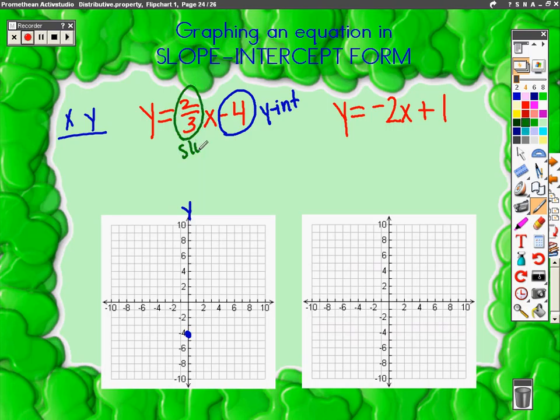This value here is your slope. Slope is the same thing as the rise over the run. So it's 2/3. Rise means to go up and down. Run means to go left and right. Keep in mind that if you go up, that's positive. If you go down, that's negative. If you go to the left, that's negative. If you go to the right, that's positive.